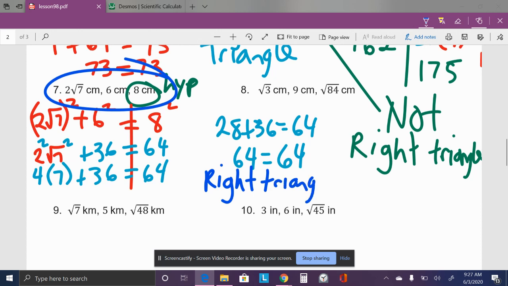It fits in the Pythagorean theorem. Okay, so work through these problems. Again, if it fits into the Pythagorean theorem, it's a right triangle. If it doesn't, it doesn't mean it's not a triangle. It just means it doesn't have a 90-degree angle. So work through these problems. If you have questions, let me know. Thank you for watching.